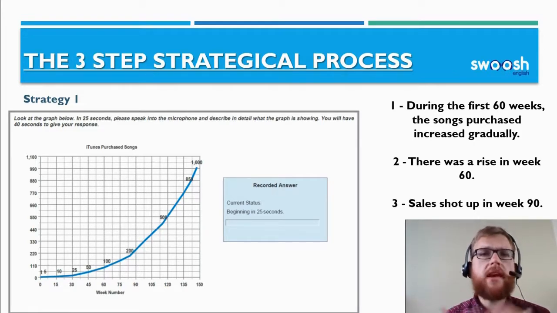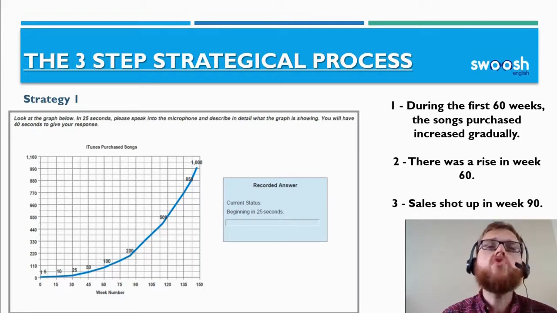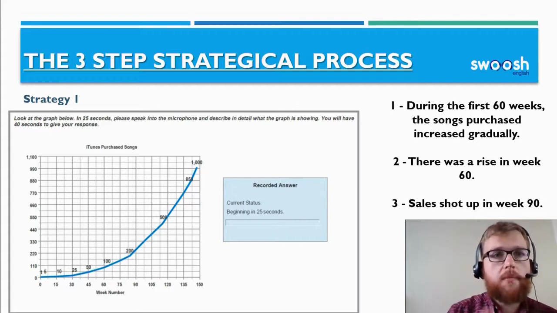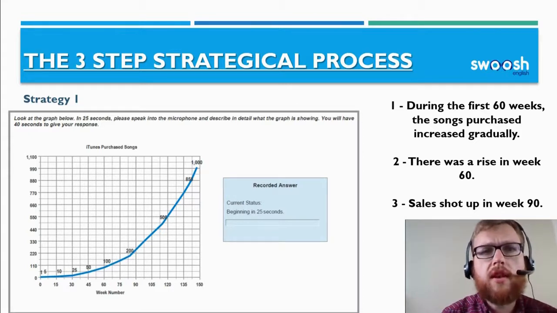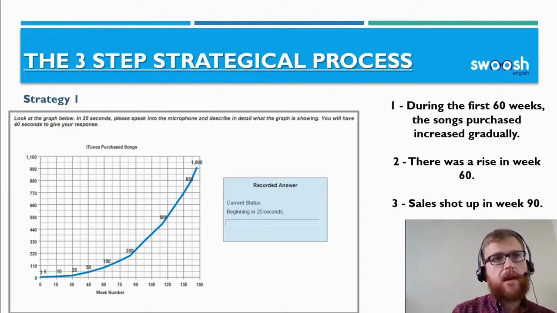Now, of course, there are many other things that we can talk about during this. You might want to talk about weeks 120 to 150, for example. We can see that there's a massive increase, a huge, sharp increase, especially after week 135, approximately week 145. The line graph is almost vertical as it goes up.